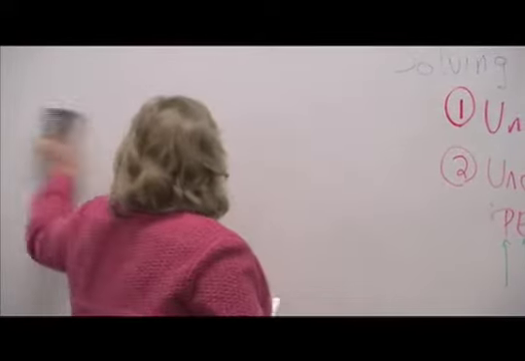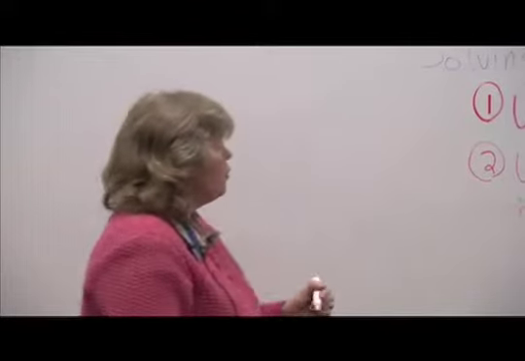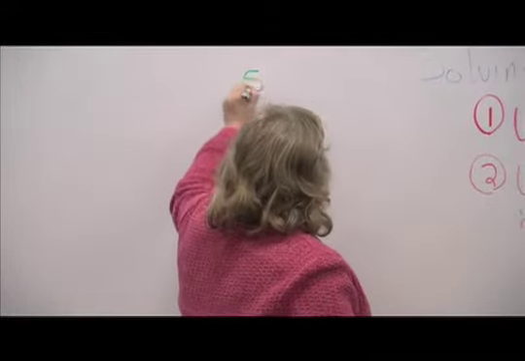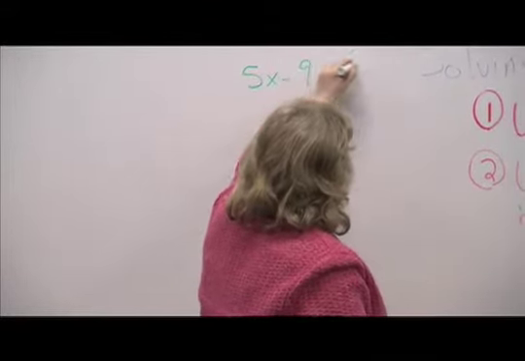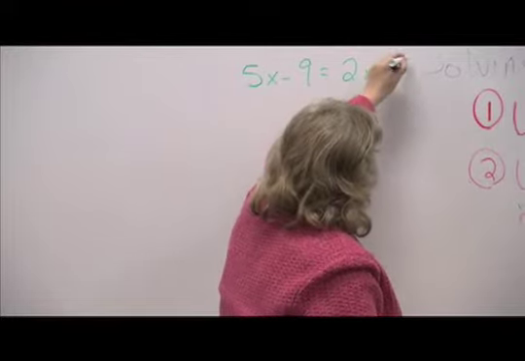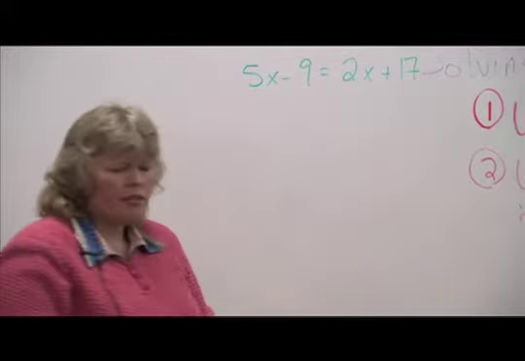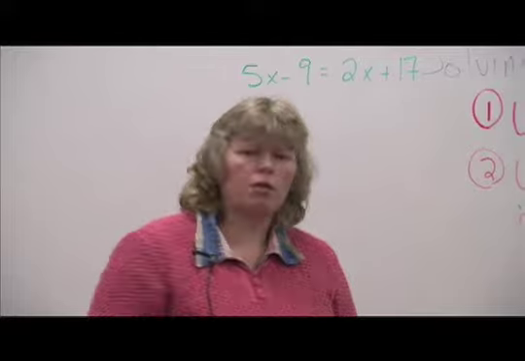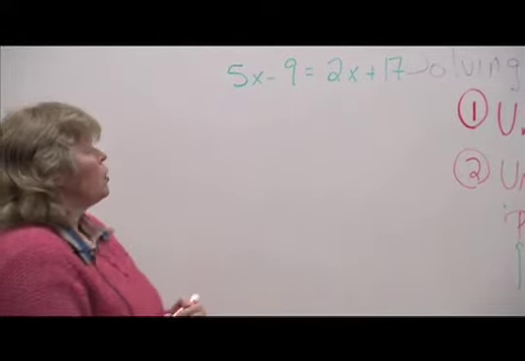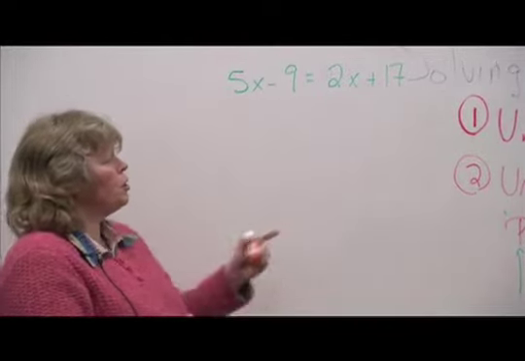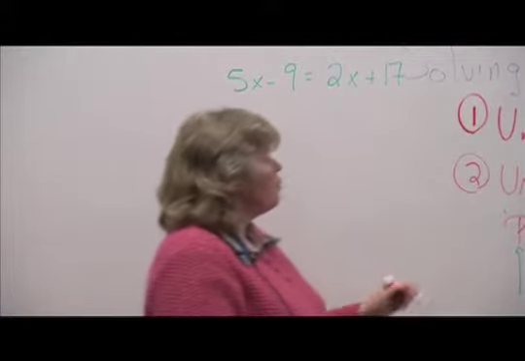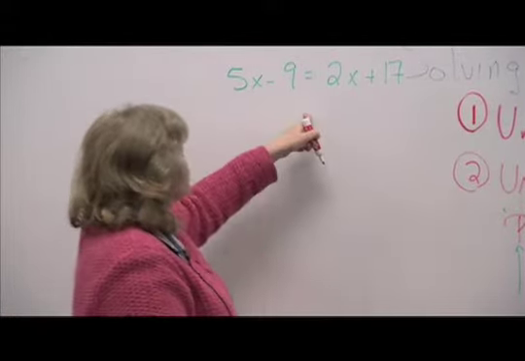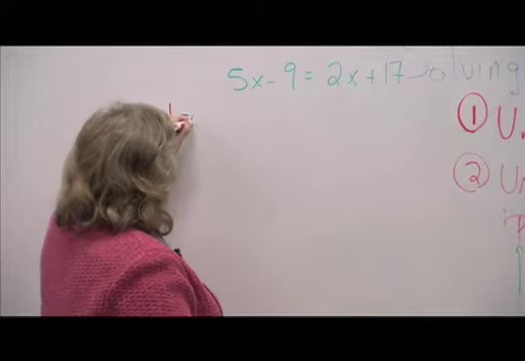The other kinds of equations, of course, what if we have multi-step? What if we have something like this? 5x minus 9 equals 2x plus 17. Then we have to say to ourselves, okay, what's different about this one than the last one? Well, the key thing here is we're still going to undo them, but we've got one more step.